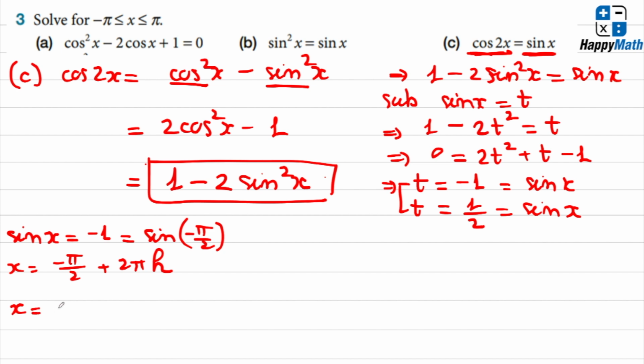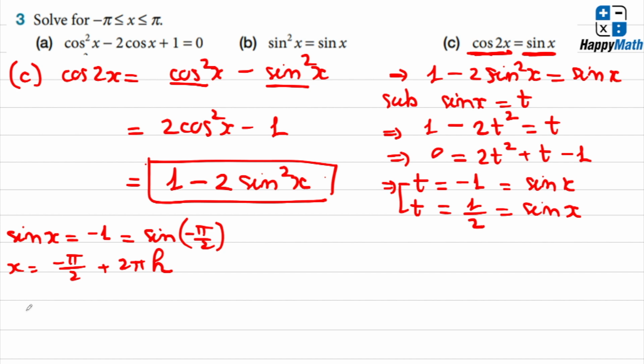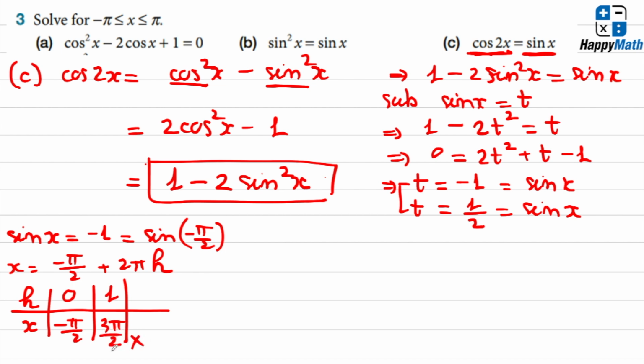This means h equals, making a table, the value of k and h. For minus 1, no, it will be less than minus pi. How about 0? For 0 here, minus pi over 2, and for 1 here, you get 3 pi over 2. This cannot be the right answer, but this one is the correct answer, because this value belongs to the interval.